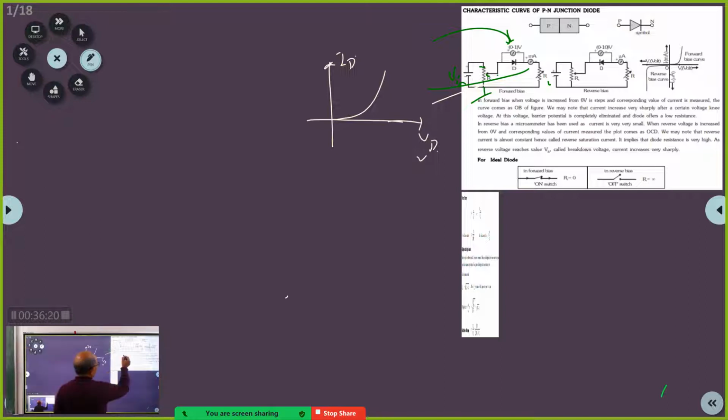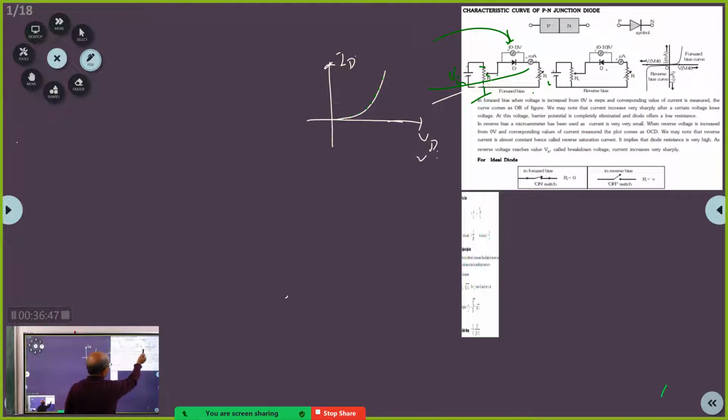So when you conduct this experiment, you will keep RL constant and you will go on varying this voltage. If you vary this voltage, this VD will change, and corresponding ID will change. So you will get all these points. You join the points, you will get this curve. This is how you are going to conduct this experiment in the laboratory and get this curve.